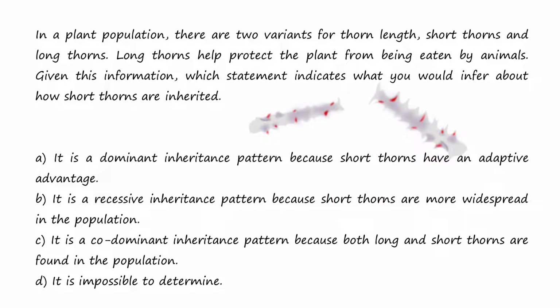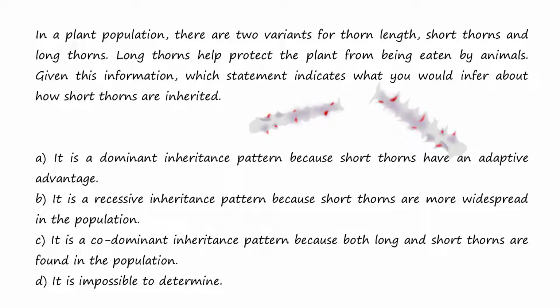Question 2. There are two variants for thorn length in the plant population, short thorns and long thorns. Long thorns help protect the plant from being eaten by animals. Given this information, which statement indicates what you would infer about how short thorns are inherited? A. It is a dominant inheritance pattern because short thorns have an adaptive advantage. B. It is a recessive inheritance pattern because short thorns are more widespread in the population. C. It is a codominant inheritance pattern because long and short thorns are found in the population. D. It is impossible to determine.